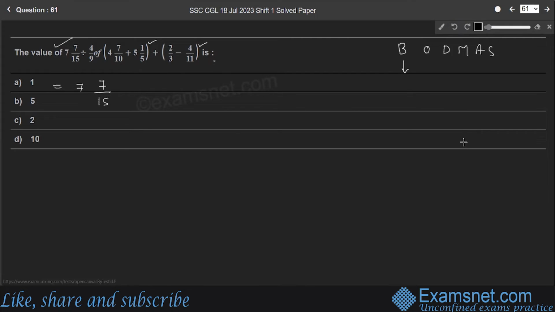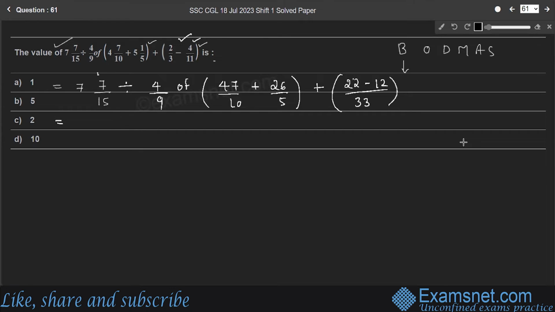divided by, simultaneously you can convert mixed fractions into fractions. Right? 4 by 9 of. So inside the bracket, 4 integer 7 by 10, which is nothing but 10 into 4, 40 plus 7, 47 by 10. Plus, 25 plus 1, 26 by 5. So convert the mixed fractions into fractions. So here in the second part inside the bracket, 2 by 3 minus 4 by 11, since LCM is 33, right? So 3 into 11, so 11 into 2, 22, minus 4 into 3 becomes 12.